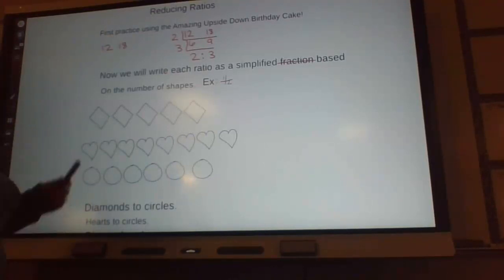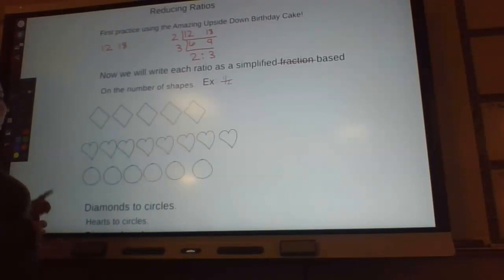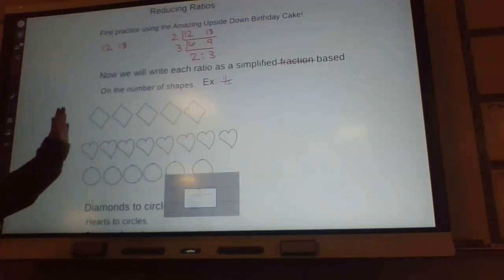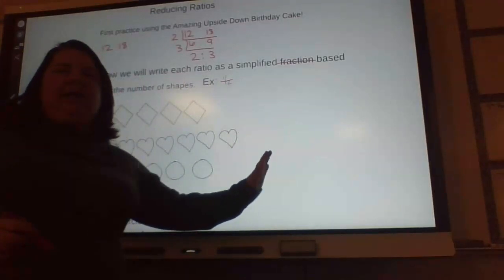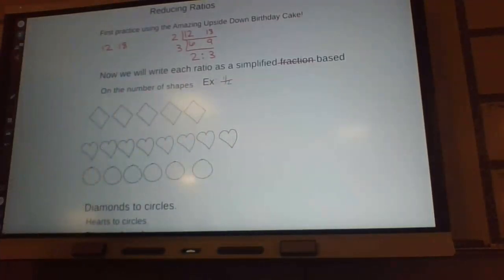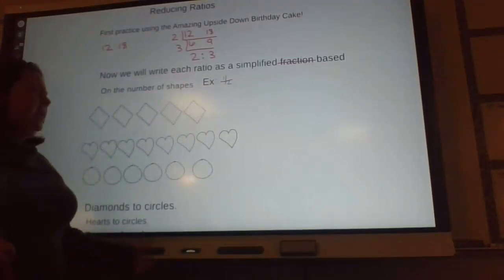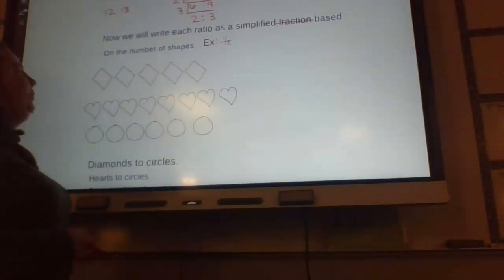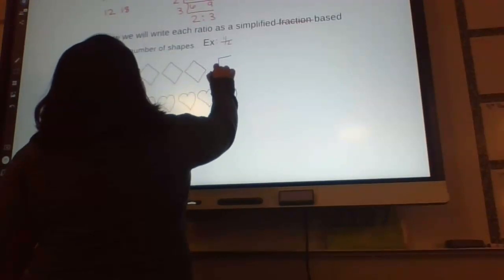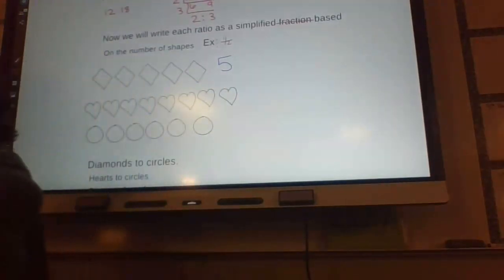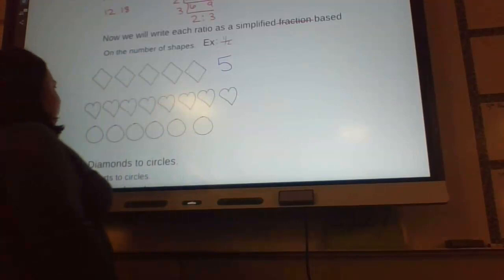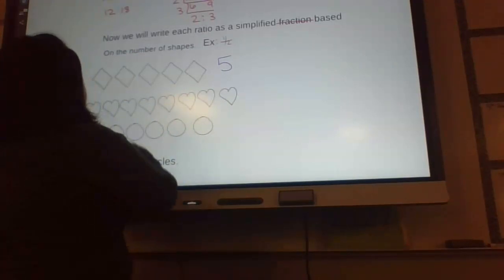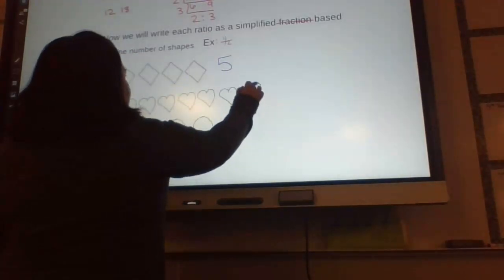So first thing we need to do, when we see shapes like these, or whatever it is that we're dealing with, we need to write out to the side how many of each we have. And you will have these exact same shapes on your notes. How many diamonds are there? 5. There are 5 diamonds. How many hearts? 8. And how many circles? 6.